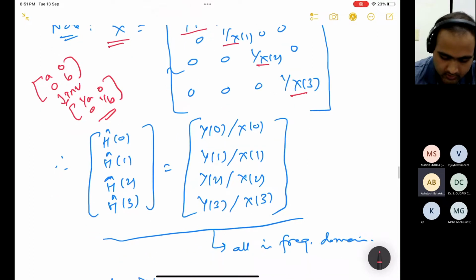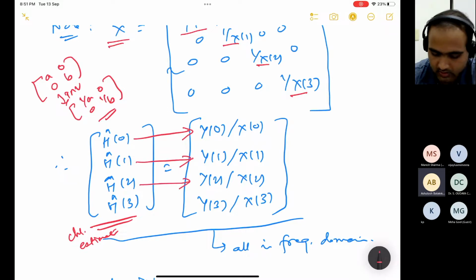And this is what we'll get. So now my channel estimate is essentially: h hat 0 is Y0 over X0. Similarly, h hat 1 is Y1 by X1, h hat 2 is Y2 by X2, h hat 3 is Y3 by X3.